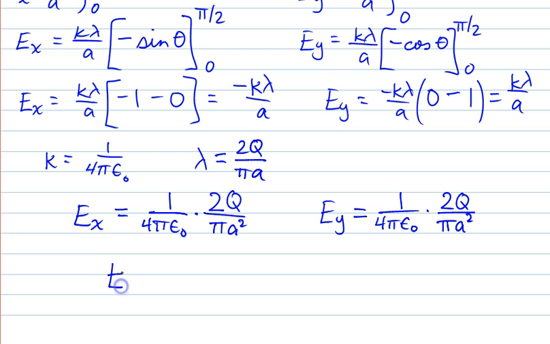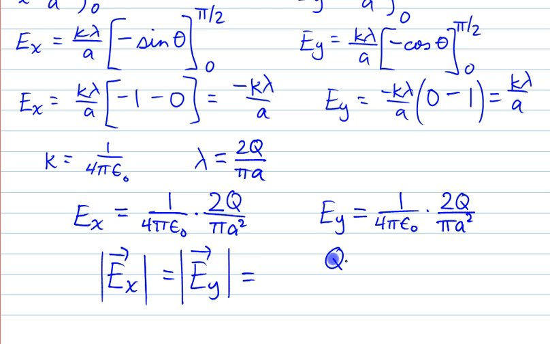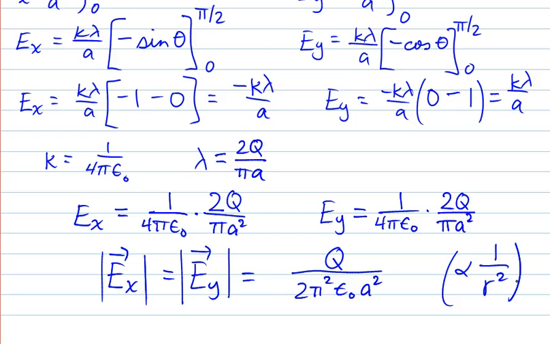So our final answer for the magnitude of Ex or Ey, we'll just make sure that everyone knows we're talking about magnitude here, is q over 2 pi squared epsilon naught a squared. And one thing that's interesting about this is that it does have the form where it's proportional to 1 over r squared. So because pi is unitless, we've got an epsilon naught and a charge in kind of the right place, and so this is going to give us a result that makes sense.